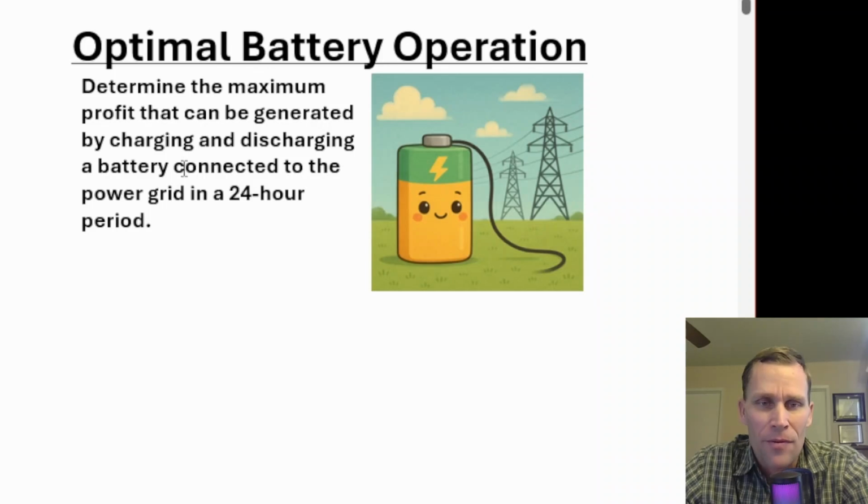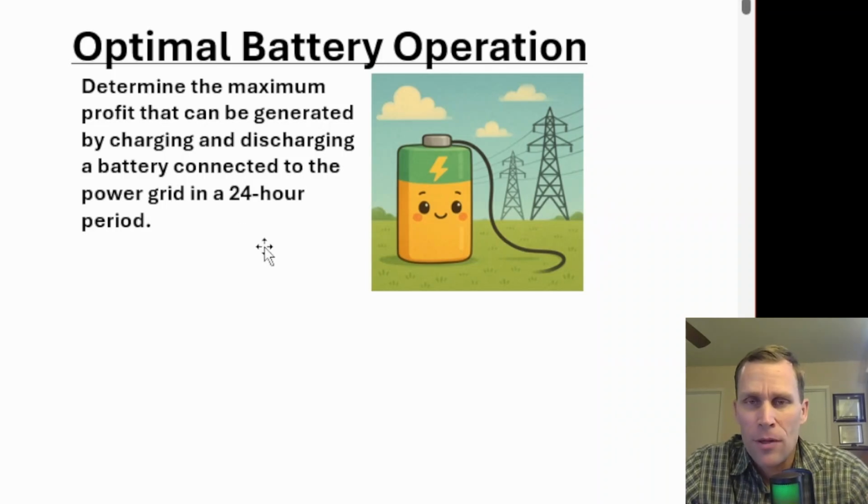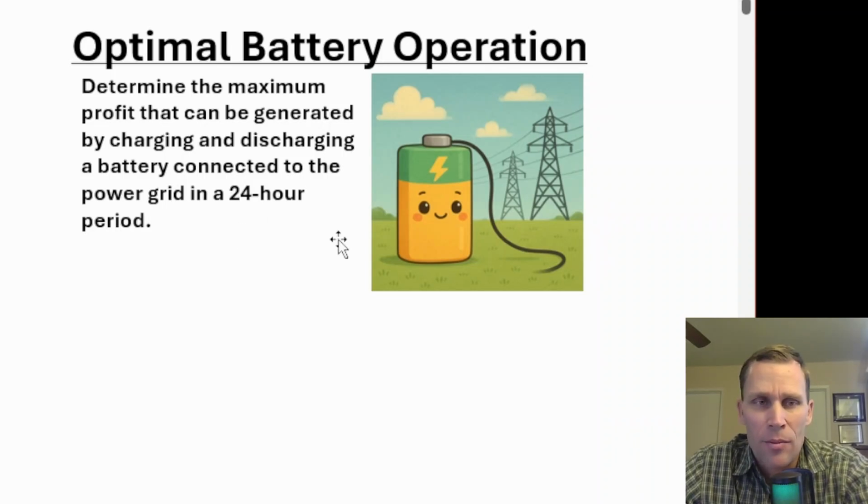Determine the maximum profit that can be generated by charging and discharging a battery connected to the power grid in a 24-hour period. And then the price of the power is going to be fluctuating. We'll see that coming up in a couple more slides.